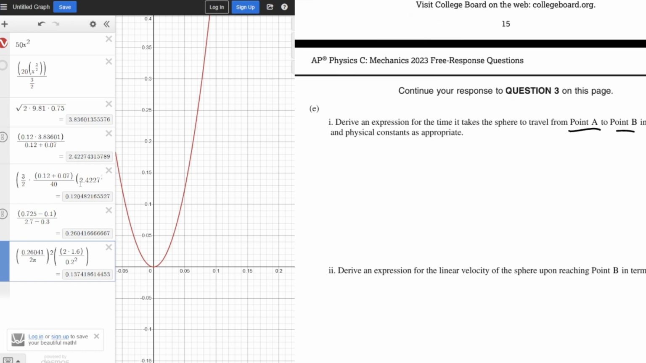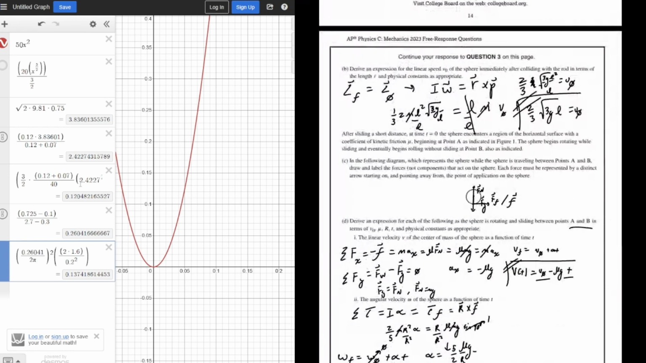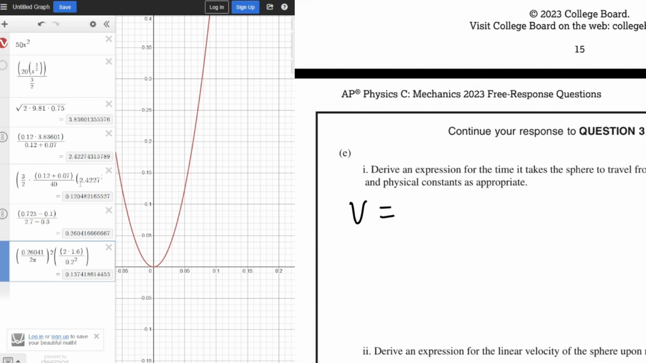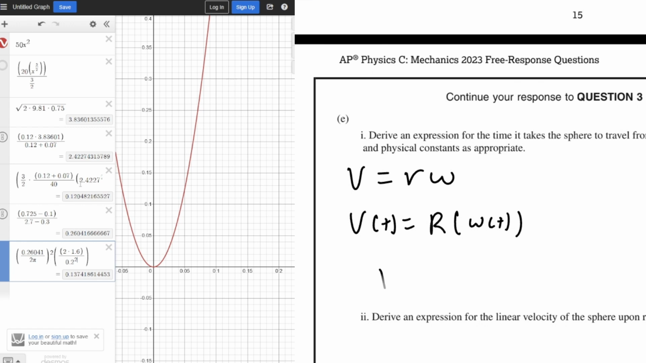For the condition for the sphere to travel from point A to point B, we have to recognize that earlier it said that at point B, it begins to roll without sliding. The condition for rolling without sliding is V equals R W. Whenever you see "how long does it take," you think of this equation. We derived V of t. We want to see when V of t equals R times W of t. So we'll just sub in our equations.